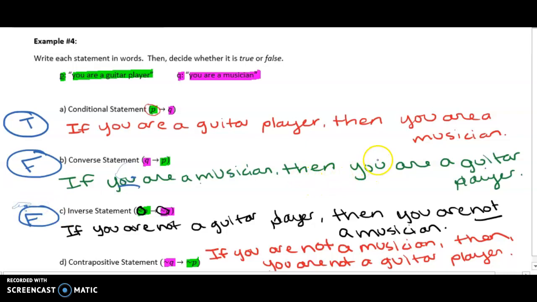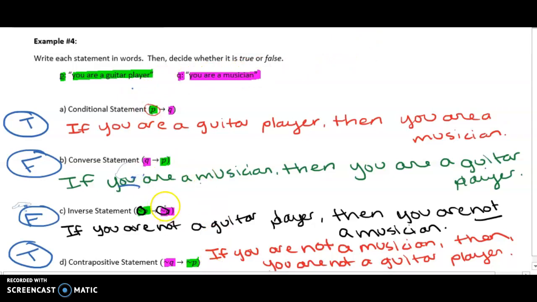Okay, now the contrapositive. If you are not a musician, then you are not a guitar player. Well, yes, that is an accurate statement. If you're not a musician, then you can't be great at the guitar. So that's true. So notice that the conditional statement and the contrapositive are both true.